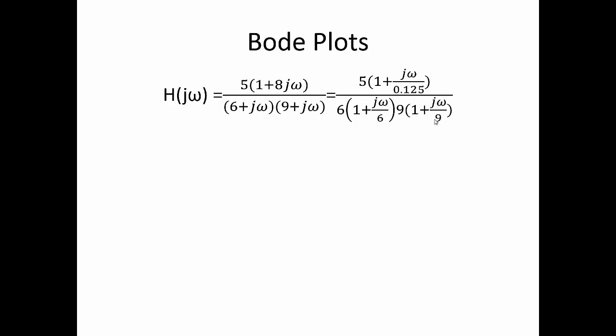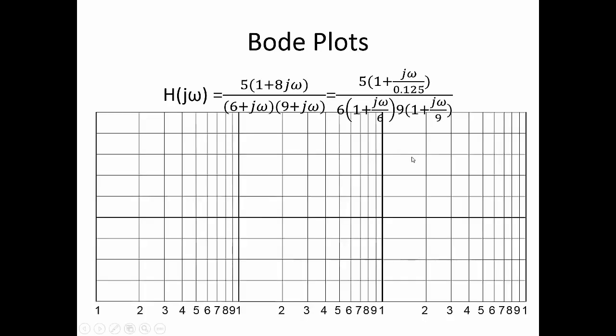Now we need to have a Bode plot that shows 0.125, 6, and 9. So this choice of decades will get us there. The constants we have are 5 divided by 6 times 9, 5 divided by 54, which is minus 20.66. So minus 20, minus 21. So again, this sort of scale will do us good for starts. There's our constant term around minus 20.